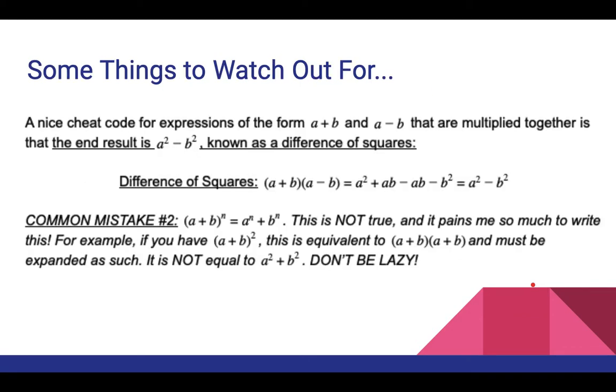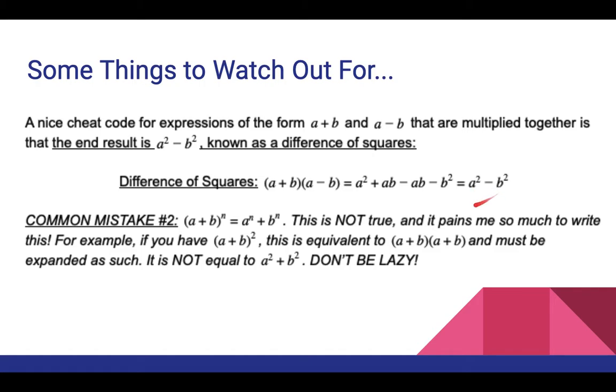So some things to watch out for. A thing you may have learned about in Algebra 2. So a nice cheat code for expressions of the form a plus b and a minus b that are multiplied together is that the end result will always be a squared minus b squared, known as a difference of squares. The idea being is we take a plus b times a minus b, we're going to get a squared plus ab minus ab minus b squared. The middle terms cancel out, leaving you with a squared minus b squared.